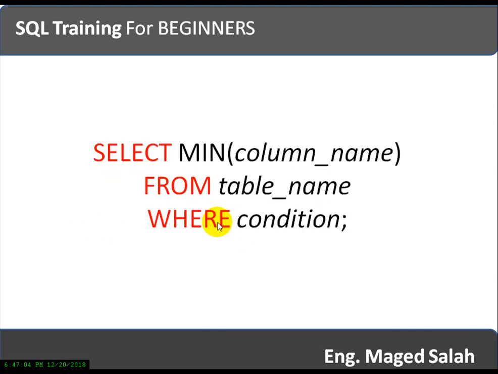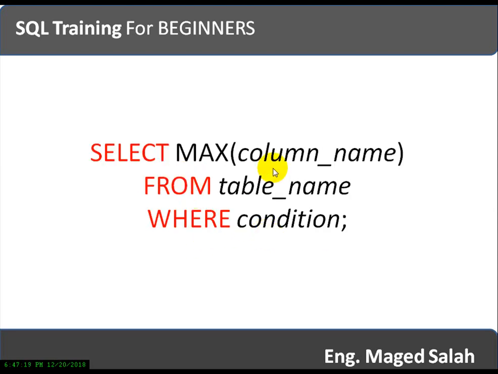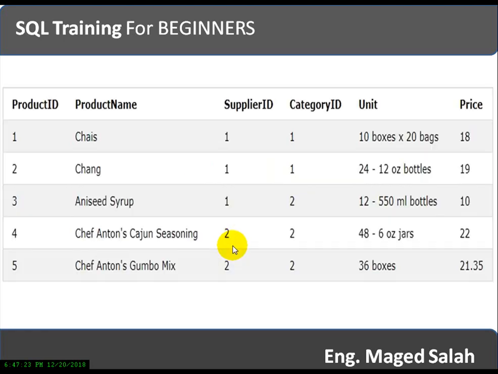Minimum syntax: select min(column name) from table name where conditions. Maximum or max syntax: select max(column name) from table name where conditions.